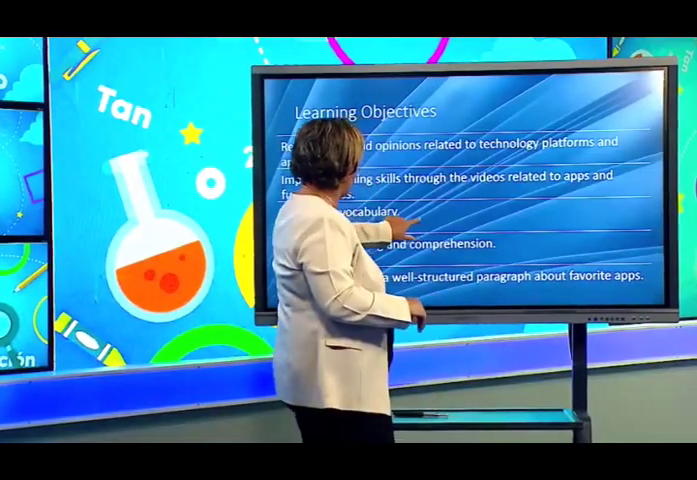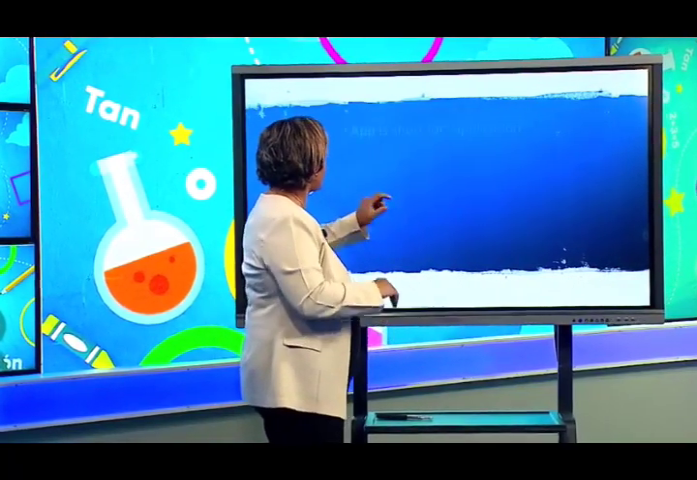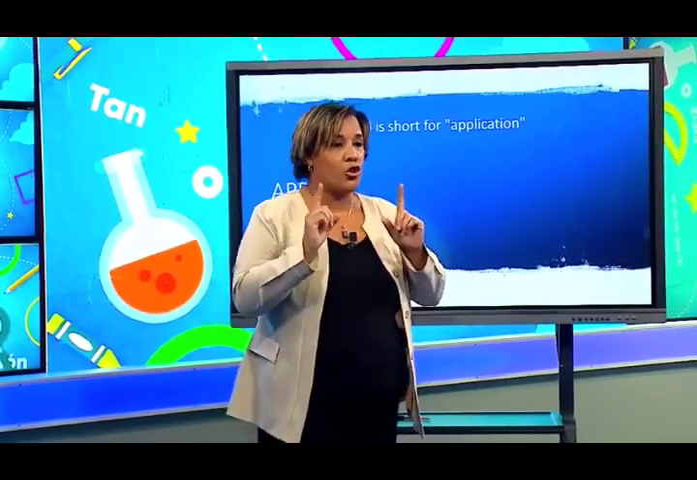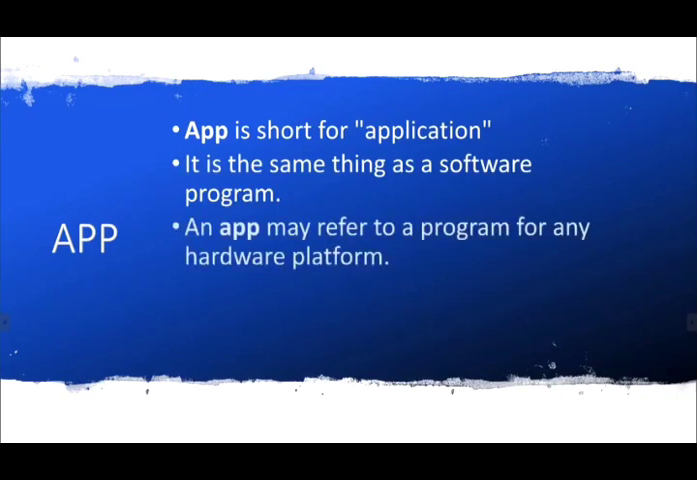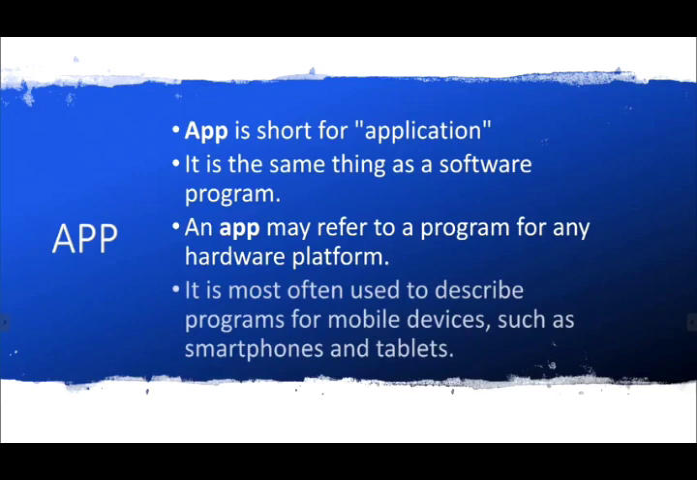So what are apps? Okay. App is short for application. It's like a software program, but instead of being for a computer, it's a software program for a cell phone or a tablet, any kind of mobile device. It's most often used in cell phones, but they sometimes say apps for computers now. So that's what we're going to talk about today.